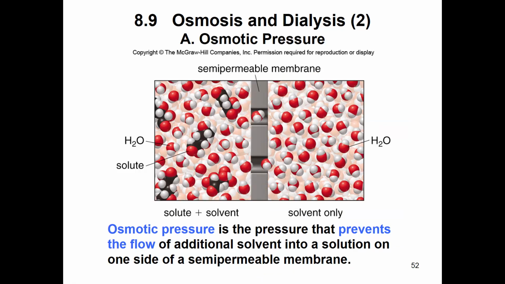And this is a much prettier picture than what I just drew. What this does is it causes something called osmotic pressure. Osmotic pressure is the pressure that prevents the flow of the solvent into a solution on the other side. So the pressure of the osmosis, the osmotic pressure, is going to keep this from happening.